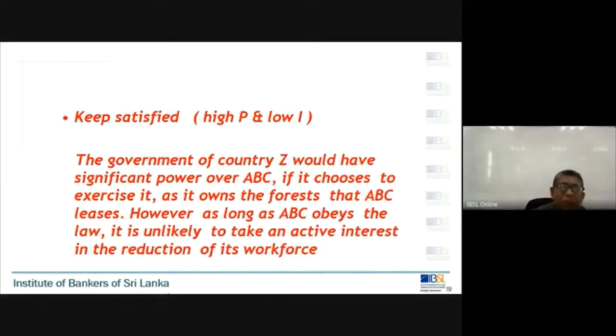Right. Then the last one is where there is high power but low interest. That's the government of the country. They would have significant power over ABC because they are the people who give the lands. If they choose to exercise it, but as long as ABC obeys the law, it is unlikely to take an active interest in the reduction of its workforce. They are not bothered about the workforce.